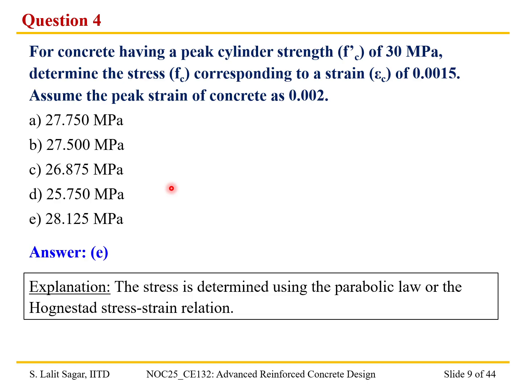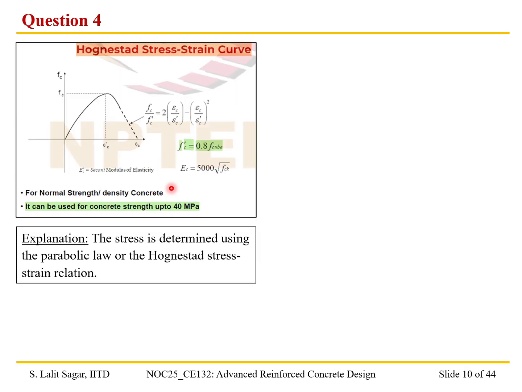So it is normal strength concrete. For the normal strength concrete, we have the stress-strain relation, or the constitutive relation, which can be determined by the equation or the parabolic law given by Hognestad. This is again a slide from the weekly lecture notes. Okay, I'm going to solve this numerically now. Let's take the pen.